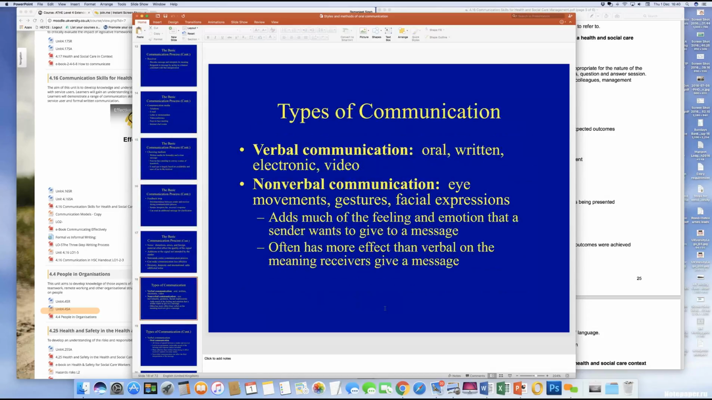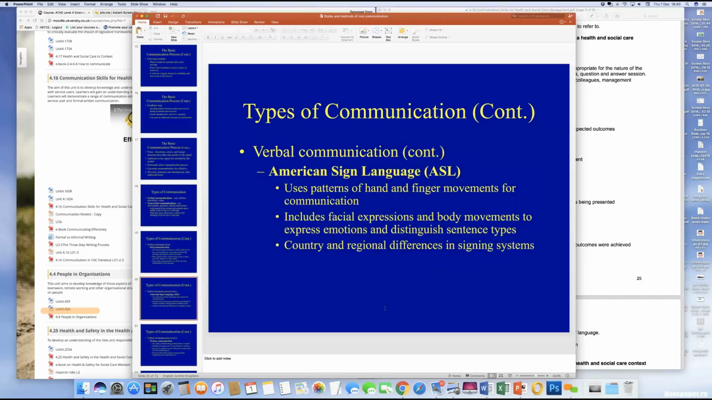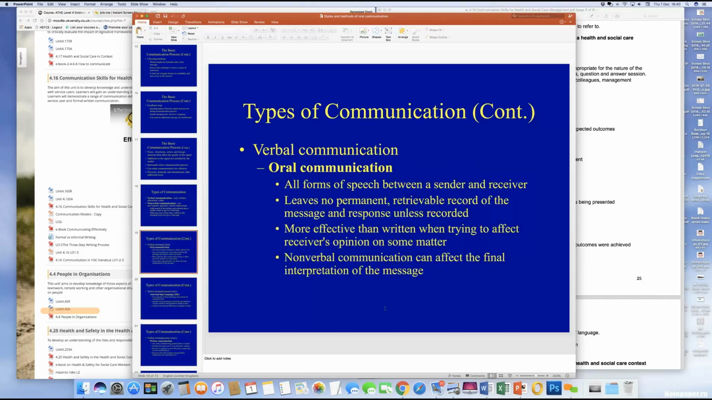Going global, we've covered these oral. So the bit here, which is learning outcome 4: all forms of speech which are done orally. That means your speaking is nothing but verbal. That is called oral communication. Now, oral communication leaves no permanent retrievable record of the message and response unless recorded. Is that something which is very clear?